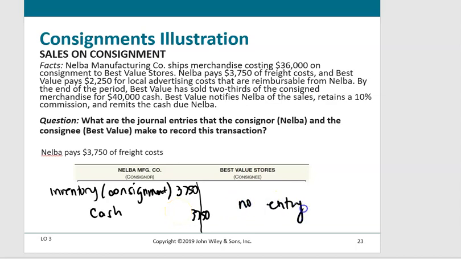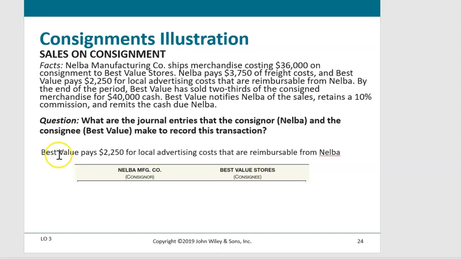They receive these goods, but they don't record it on their books because they don't have title ownership to them. Next, the dealer pays $22.50 for local advertising costs that are reimbursable in the future from the consignor, NELBA. So the consignor doesn't even know about this. We don't see anything about Best Value sending the bill to NELBA. Once we do, then we'll worry about that transaction.